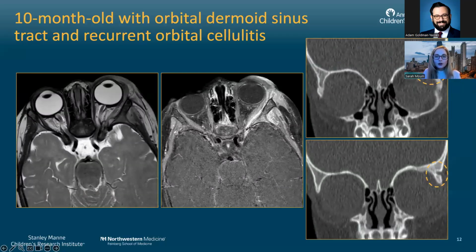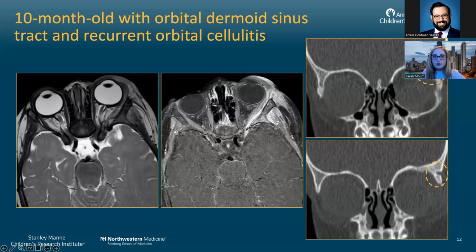Okay, and then my last orbital case I have is a 10-month-old who presented with left eye swelling and erythema. So on the imaging, the initial MR is shown at screen left, and we can see proptosis with periorbital edema, inflammation, infection, and then we can get a sense from some of the images I've shown that there's retrobulbar inflammation and infection as well, helping to explain the proptosis.